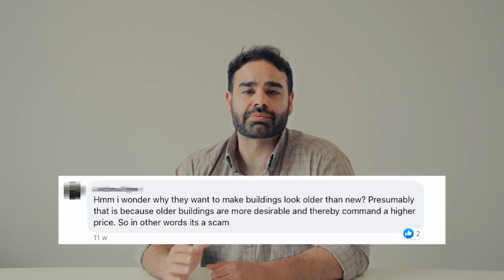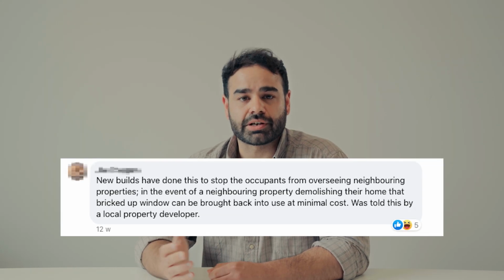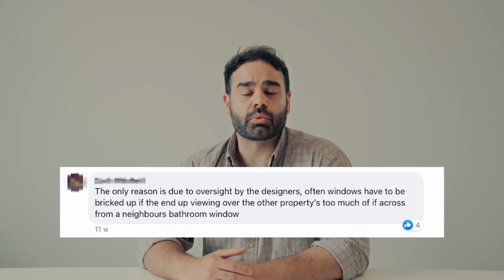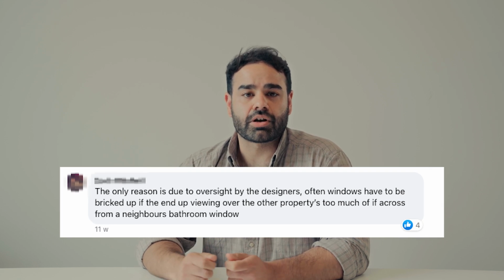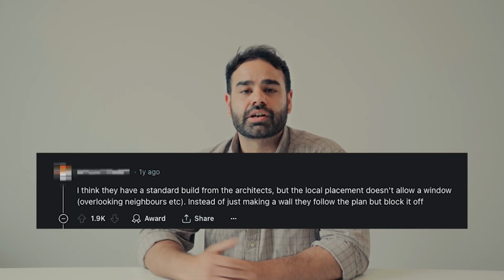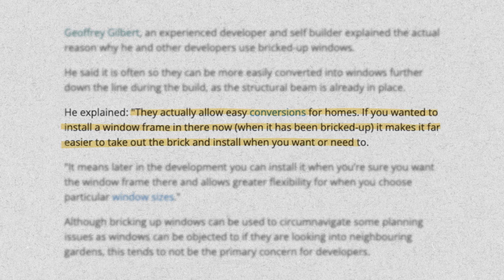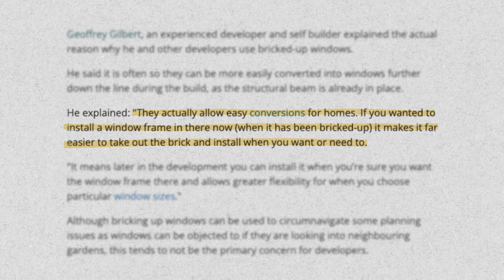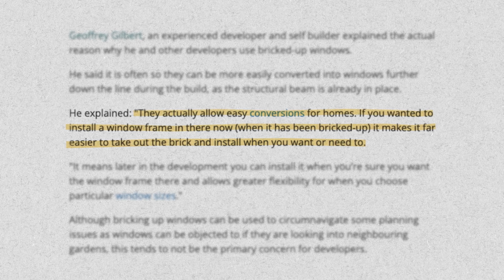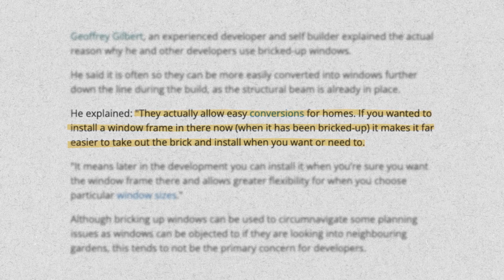Others have claimed this might be due to planning restrictions. For example, if the window overlooks neighbours, it would be an infringement of privacy, so rather than change the architect's original plans, builders would just brick up the windows. Some developers have even said that this is a benefit as it allows for easy conversions for homes. If you wanted to install a window frame in there now, when it has already been bricked up, it makes it far easier to take out the brick and install what you want or need to.